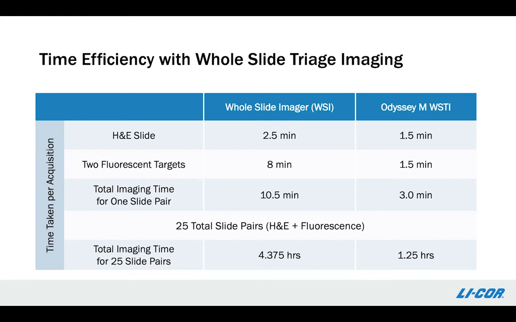So what kind of time efficiency can be realized with whole slide triage imaging? Well, if you compare the Odyssey M against a typical whole slide imaging system, you can realize about 75% time savings. And when you begin looking at imaging large numbers of slides, this translates into a lot of time that's saved. For example, just imaging 25 pairs of H&E and fluorescent slides could take well over 4 hours on a traditional whole slide imager. But the same number of slides could be imaged in just over an hour on the Odyssey M.